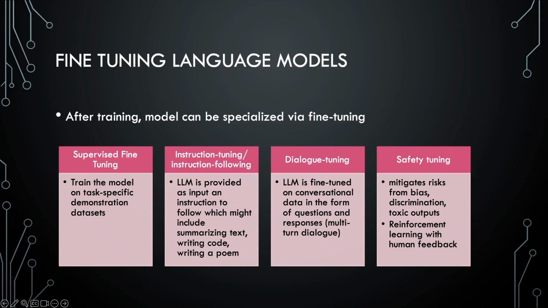Dialogue tuning focuses on fine-tuning using conversational data to improve the model's back and forth conversational abilities. Safety tuning is designed to mitigate risks from bias, discrimination, and toxic outputs. This process uses reinforcement learning from human feedback.